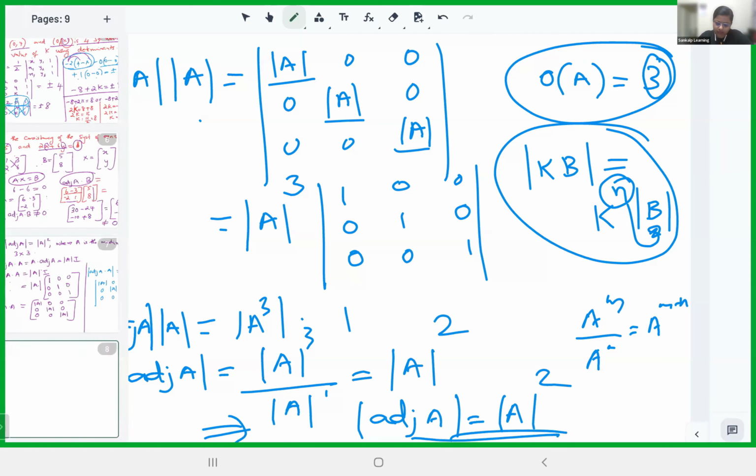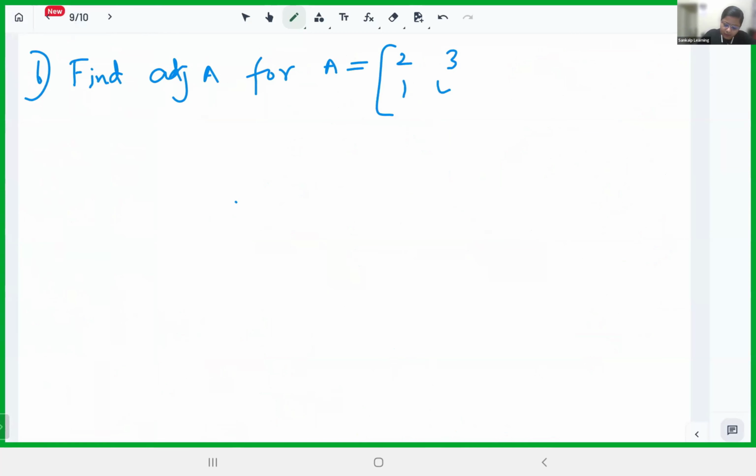So moving on to our next question. Find adjoint of A for A equal to matrix 2, 3, 1, 4. So this is our matrix. You have to find out the adjoint of A.